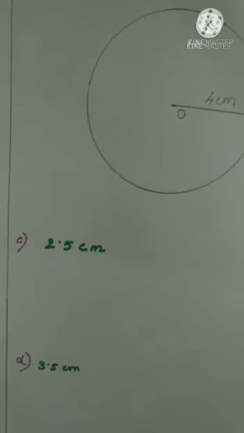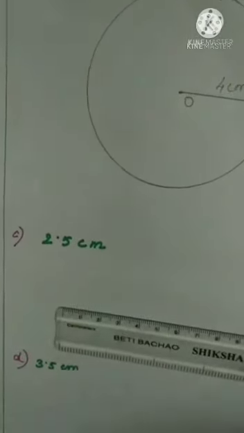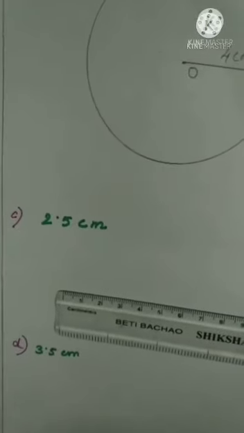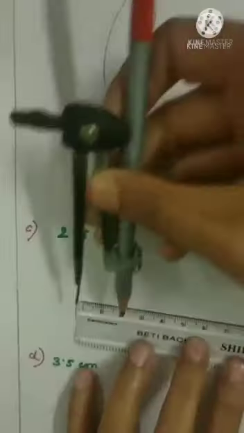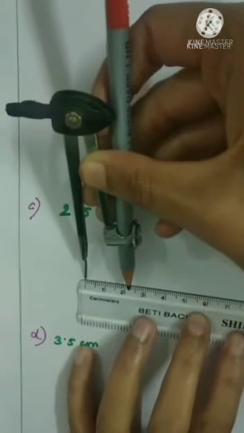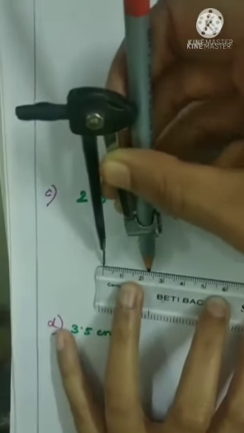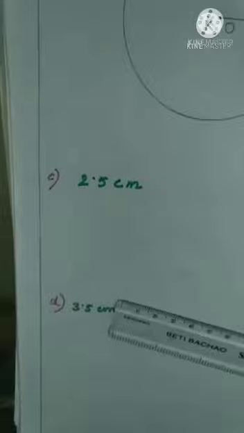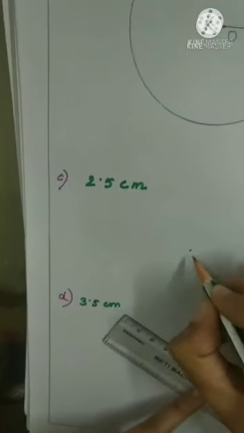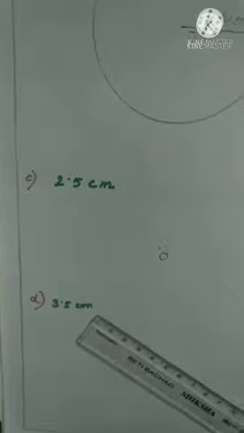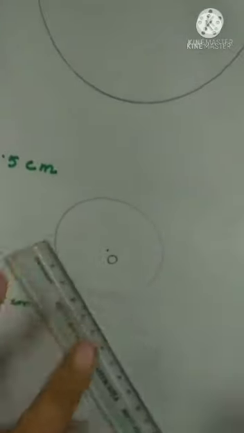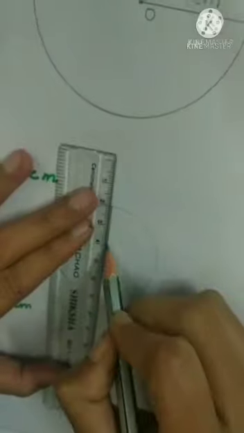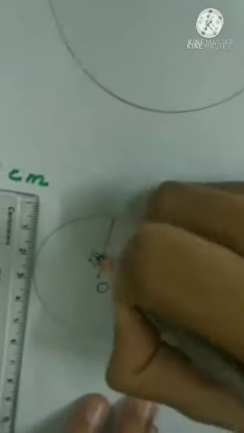Likewise, we will do C number. Here radius is 2.5 centimeter. So we will measure the radius with the help of scale. Alright. Now let's measure. So we have to keep this compass at O of the circle. So this is 2.5 centimeter. After that, what we have to do? We have to mark a point O. And after that, we will draw a circle of radius 2.5 centimeter.